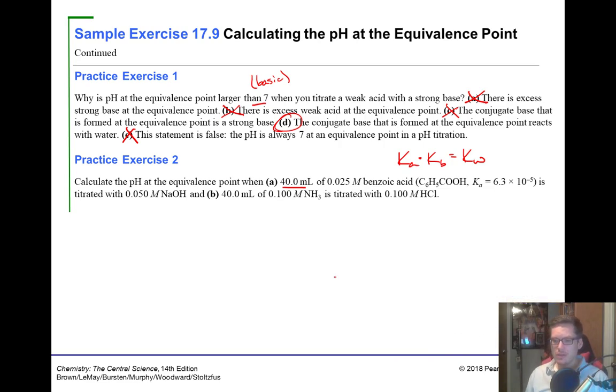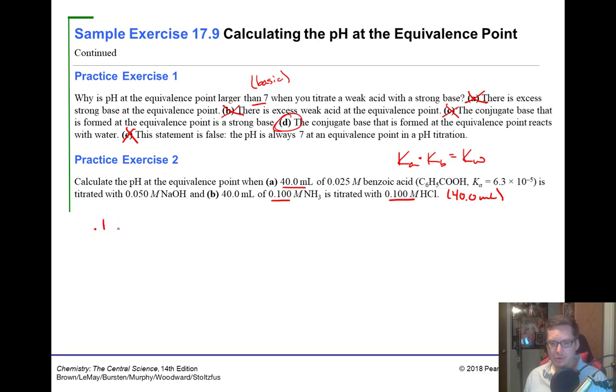So 40 milliliters of 0.1 molar NH3 is titrated with 0.1 molar HCl. So these concentrations are equal to each other, which makes it nice. So now we can just assume we know that we added 40 milliliters of that. So we'll just make a note of that because we already thought about it, so we can use that later. All right. So we need to figure out how many moles of NH3 we started with.